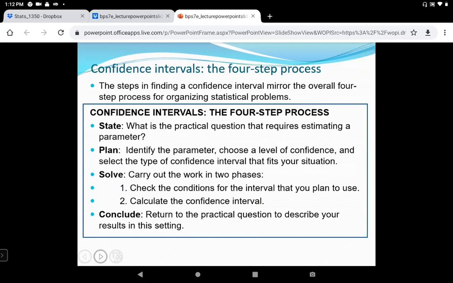You want to ask yourself, what is the practical question that requires estimating a parameter? You want to identify the parameter, choose a level of confidence, and select a type of confidence interval that fits your situation. Often the problem tells you, find a 95% confidence interval. So for us, this is given to us. Solve. Carry out the work in two phases. Phase one, check the conditions for the interval that you plan to use. And phase two, calculate the confidence interval. And then return to the practical question to describe your results in the setting.